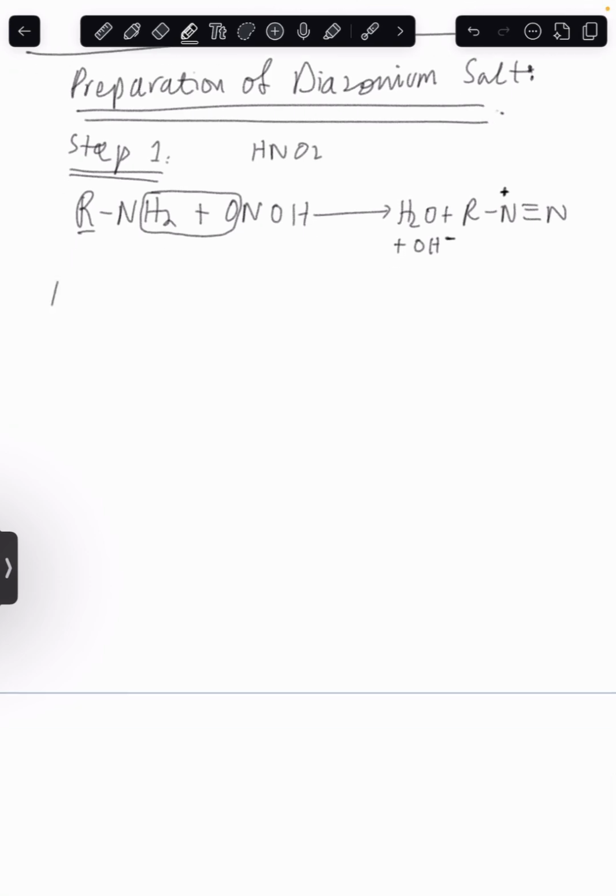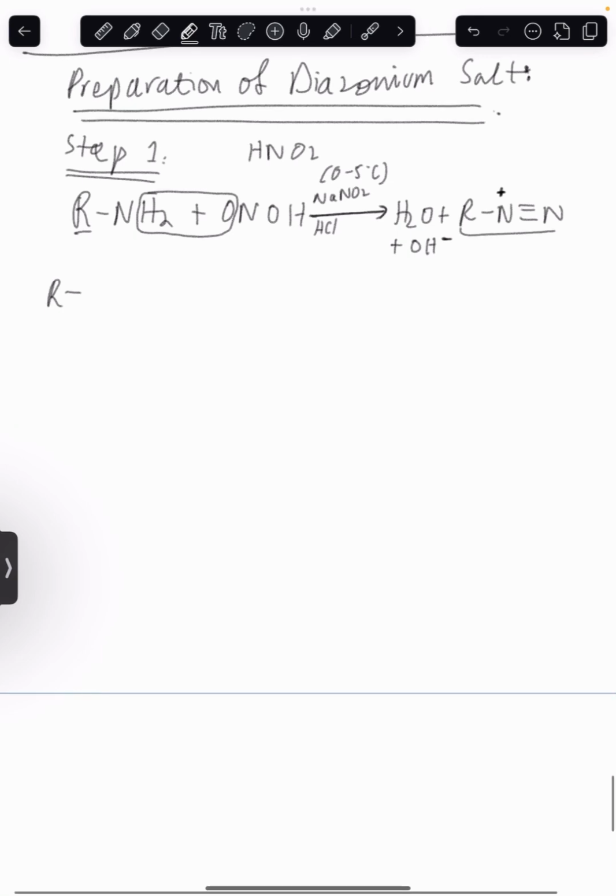Now the conditions of this reaction are NaNO2 and HCl, and it occurs at 0 to 5 degrees Celsius, because above this temperature it breaks down. The diazonium ion is what I'm talking about. It breaks down. So this is the diazonium ion formed.